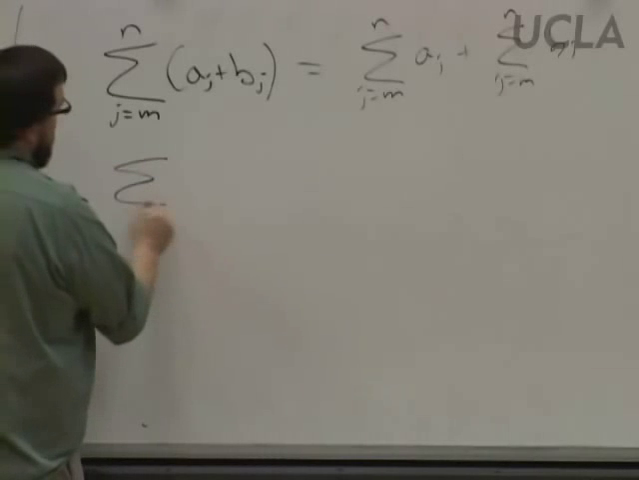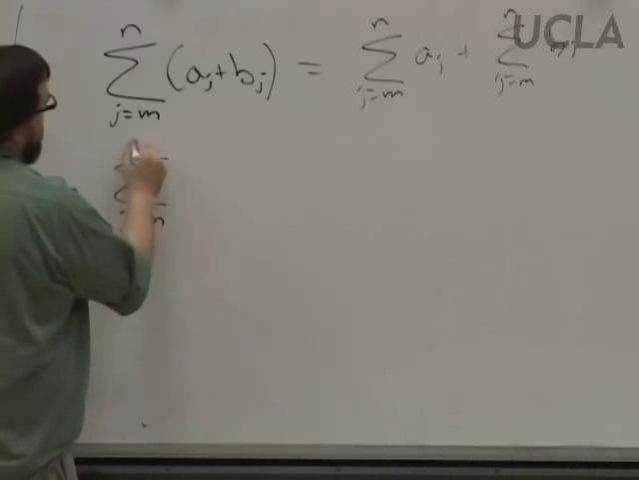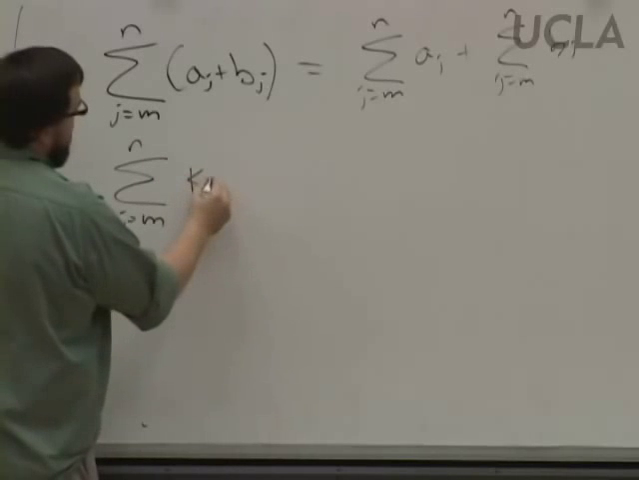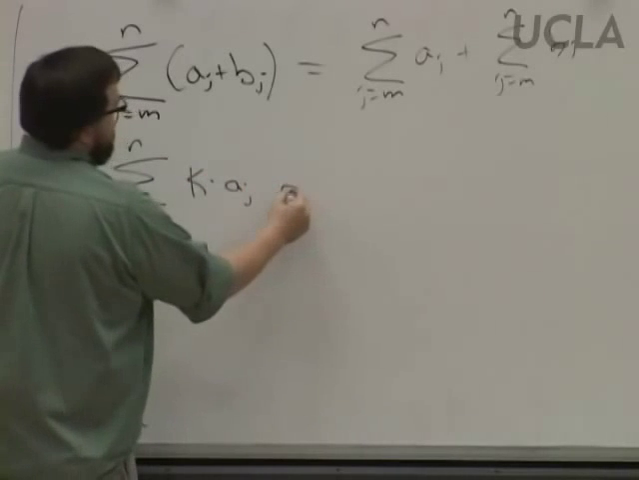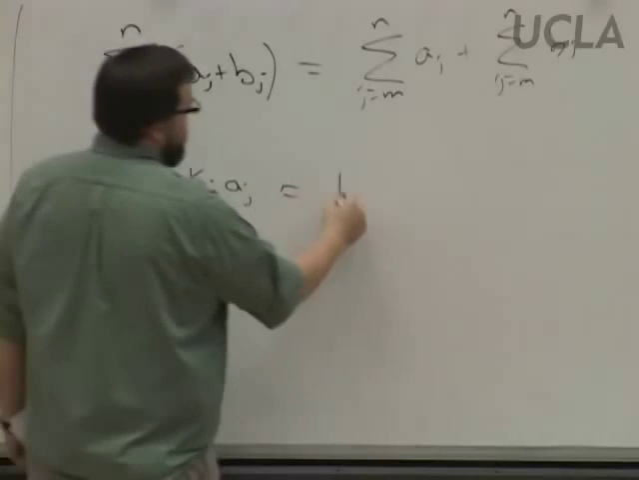Another thing I can do with sums is, of course, I can pull out a constant. So I have a constant times aj. The constant can come out in front.